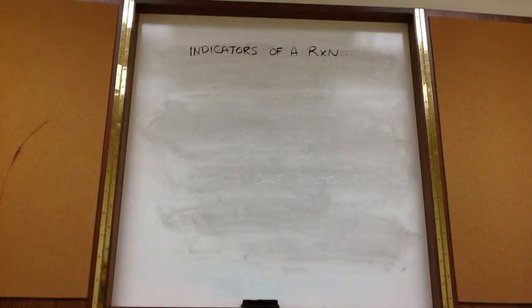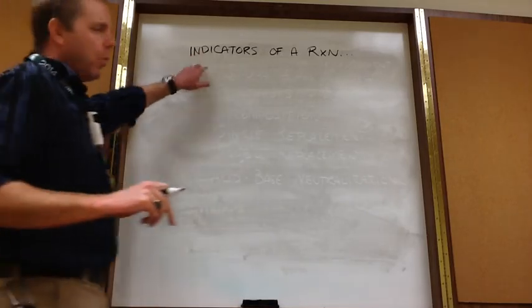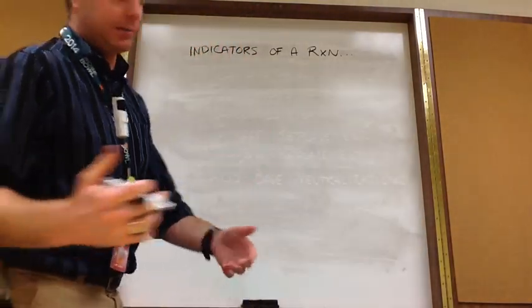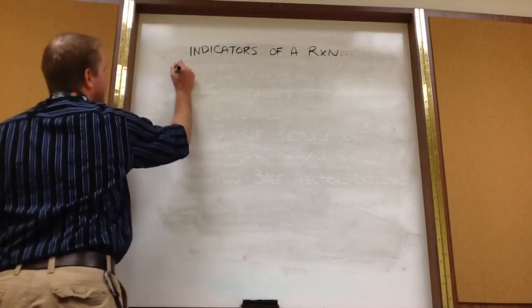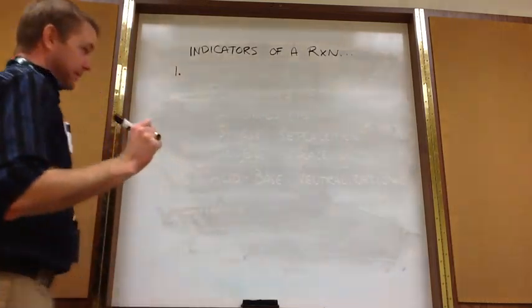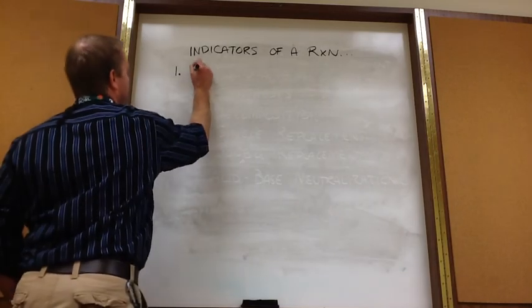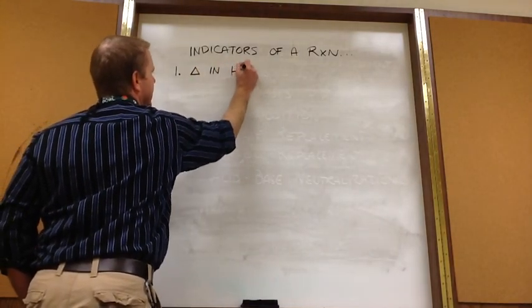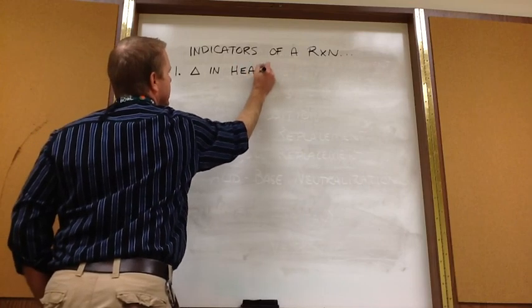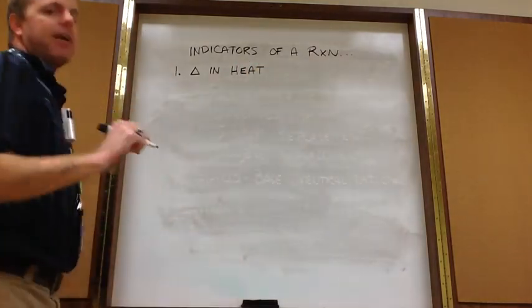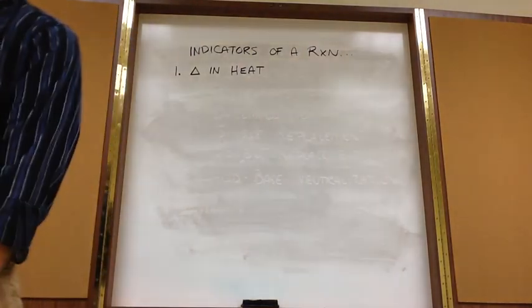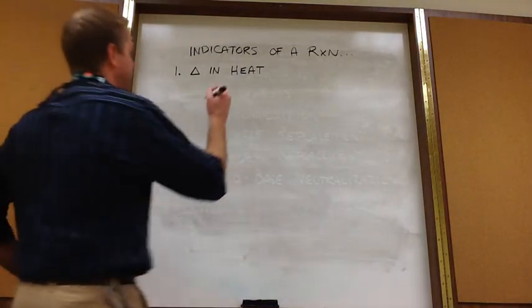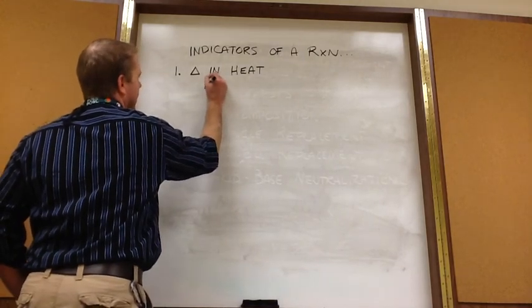This video is about indicators. What is my indicator that a reaction actually occurred? So, the first one that we are going to see is a change, delta, in heat. So that's the first one, a change in heat. Now there are 2 ways in which we could change the heat, okay? 2 terms that we use. The first of which is said to be endothermic.